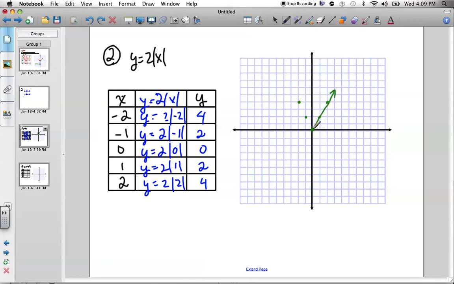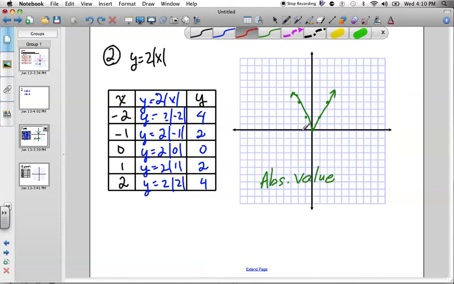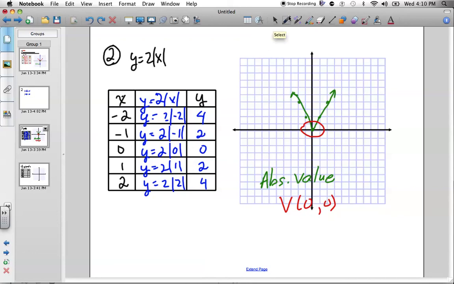And we need to put arrows on our graph. And it is a V shape, so it is an absolute value function. And the other question is, what's the vertex? Our vertex is at the ordered pair 0, 0. And the other part is, what is the axis of symmetry? That is right here.